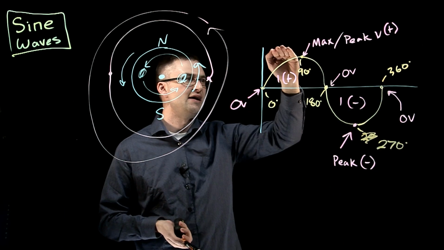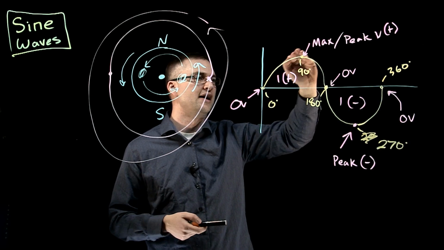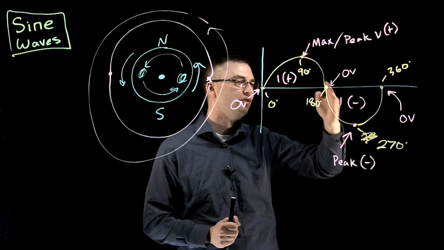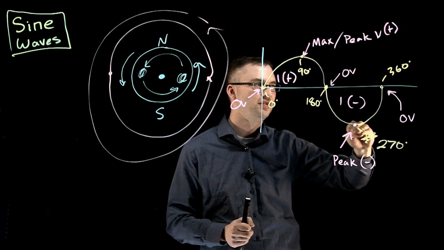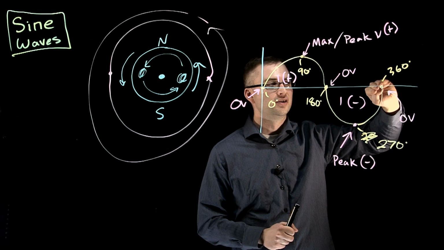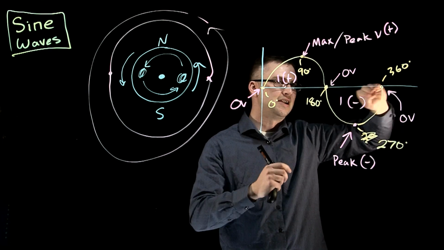Okay, so from 0 to 90, we're rising in the positive. From 90 to 180, we're decreasing in the positive. From 180 to 270, we're rising in the negative. And then from 270 to 360, we're decreasing in the negative. And then we start all over again at 0, and that starts the sine wave again.